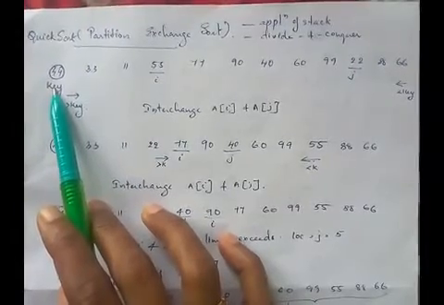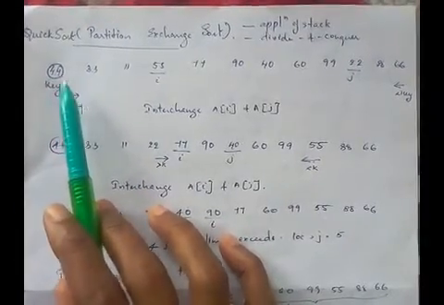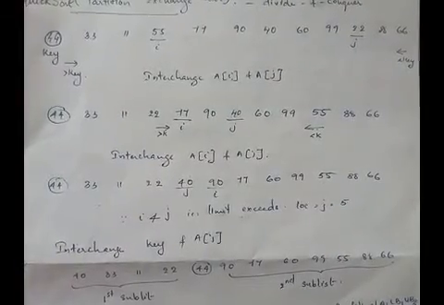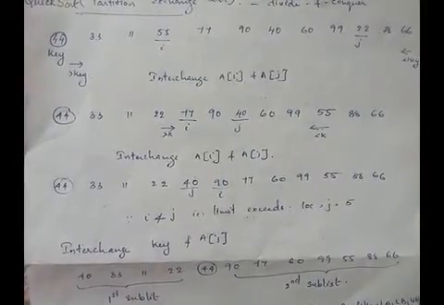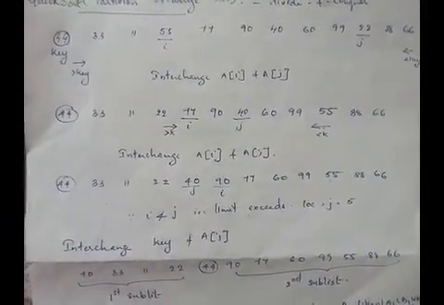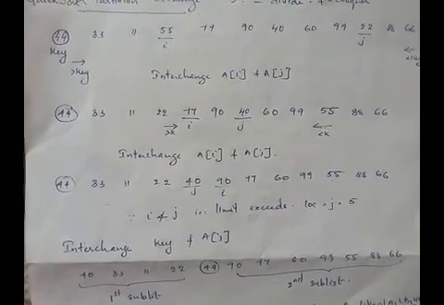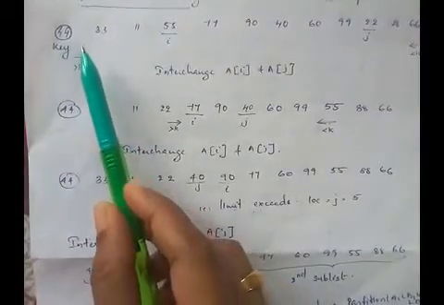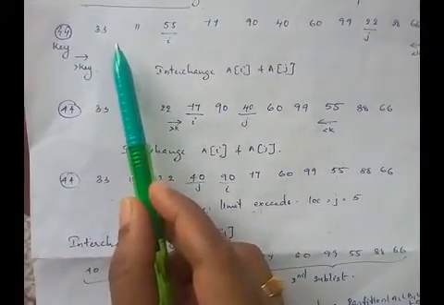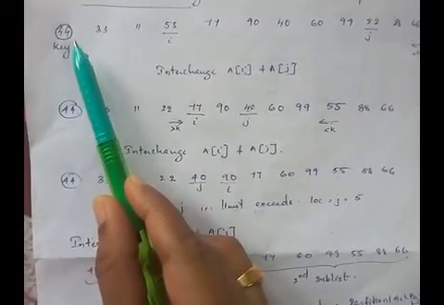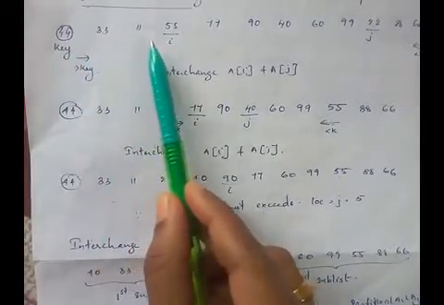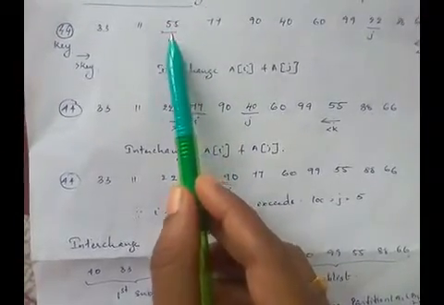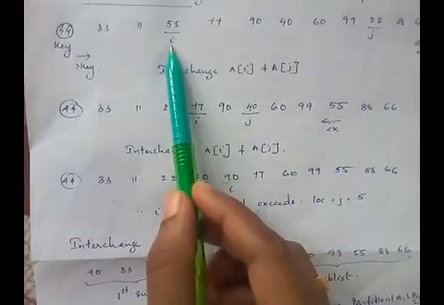Now the next step is to scan the rest of the elements in the array. After choosing the pivot element, we have to scan the array from left to right for a number which is greater than the pivot element. Scanning from left to right, we can see that 55 is the first element greater than the key element. So the scanning will stop here.